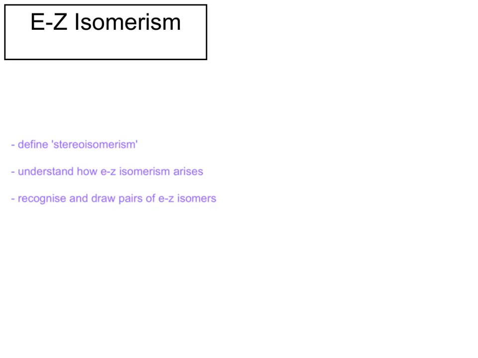And so our aims for this video are to be able to define stereoisomerism. So in Chem 1 you learn about structural isomerism. This is slightly different, stereoisomerism. Understand how Z isomerism arises. Z isomerism is a type of stereoisomerism, which is again new to you. And recognise and draw pairs of Z isomers.